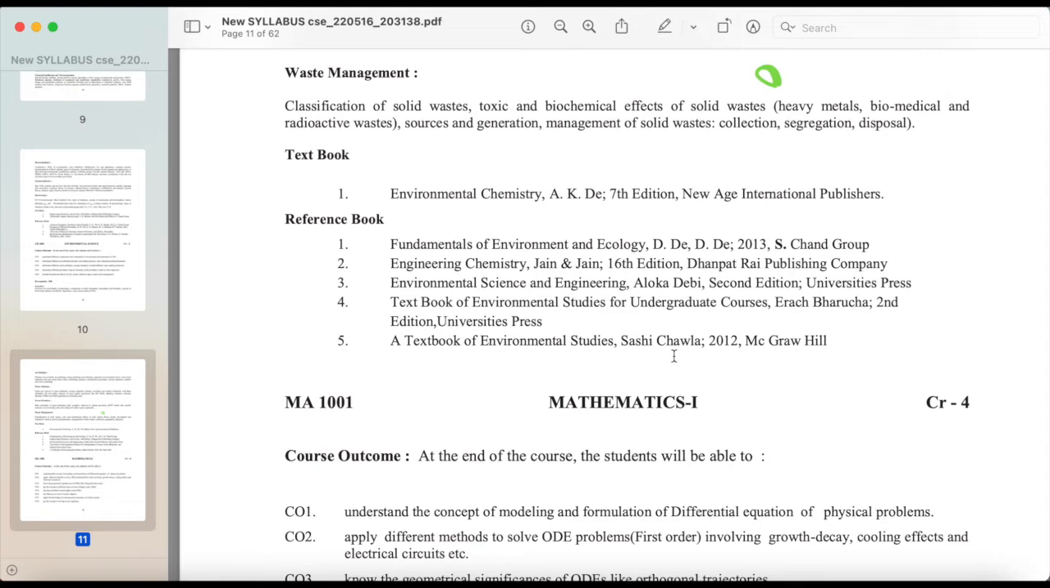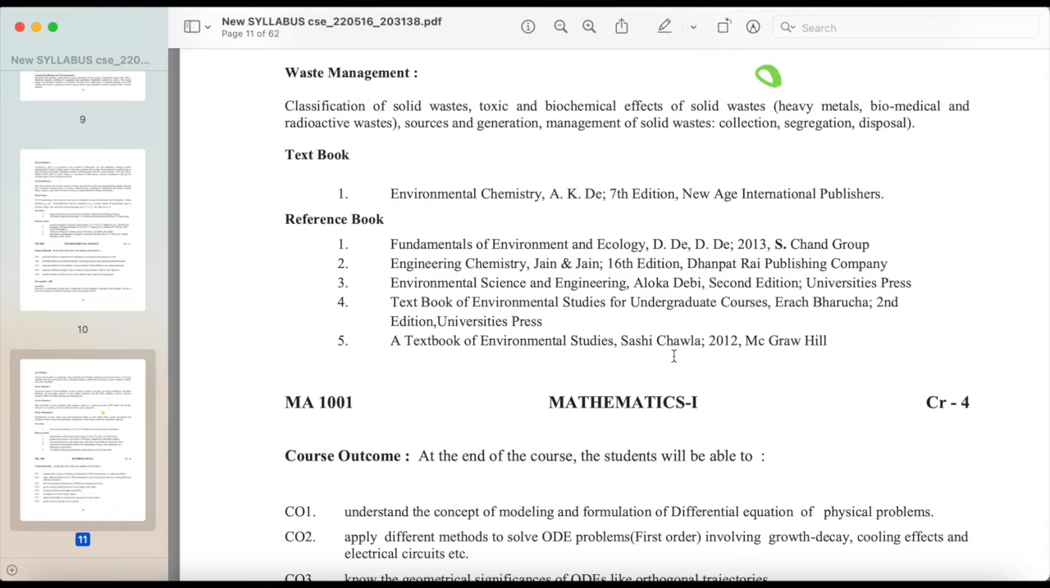Textbook 1: Environmental Chemistry, A.K. De, 7th edition, New Age International Publishers. Reference books: 1: Fundamentals of Environment and Ecology, De and De, 2013, S. Chand Group. 2: Engineering Chemistry, Jain and Jain, 16th edition, Dhanpat Rai Publishing Company. 3: Environmental Science and Engineering, Aloka Debi, 2nd edition, Universities Press.